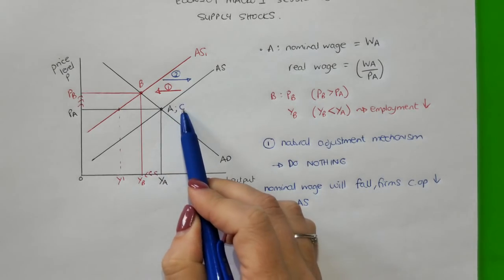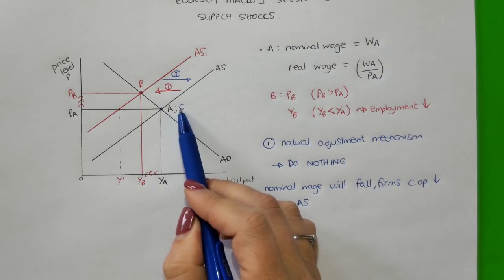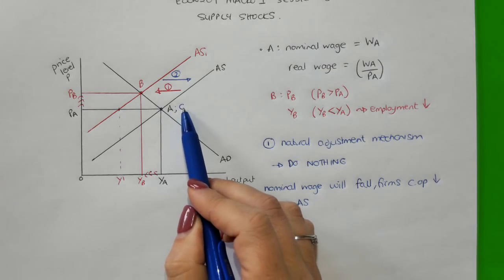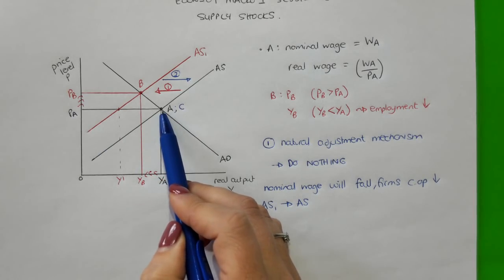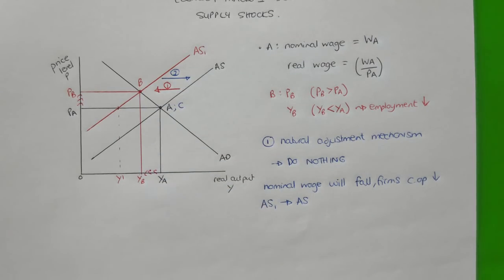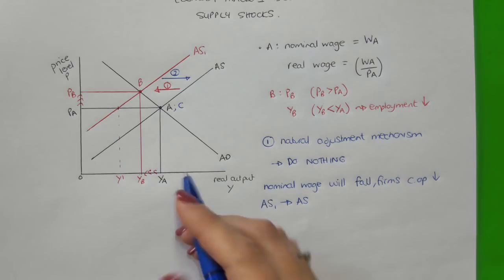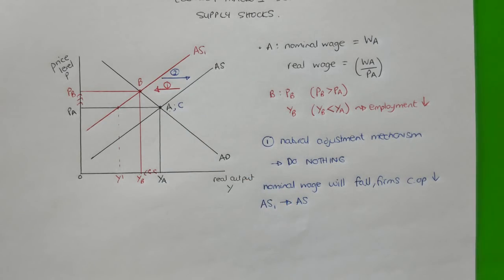I'm giving it a different label here because at this equilibrium point, which happens after the natural adjustment mechanism, although the price level has returned to what it was before the supply shock, and although the equilibrium level of output has returned to what it was before the supply shock, there is something which is different in the equilibrium at C relative to the equilibrium at A. And what's different is both the nominal and the real wage.